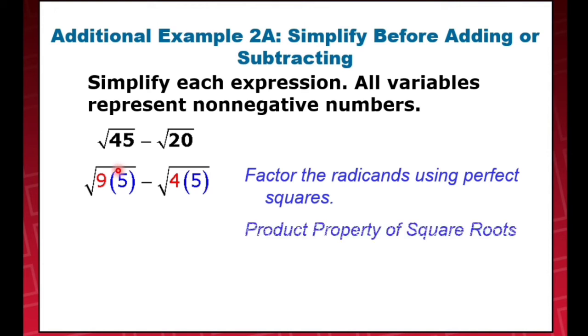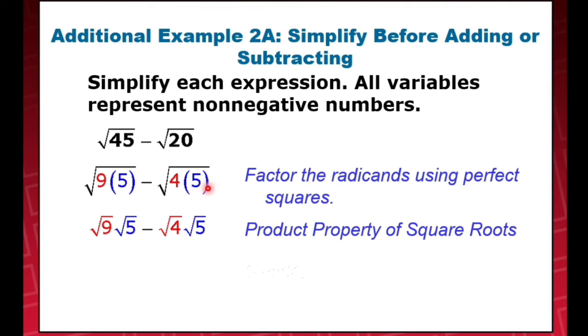So the next thing that we need to do is the product property of square root. Ibig sabihin, pwede natin silang paghiwalayin. Yung square root of 9 times 5, pwede natin silang paghiwalayin, just like the square root of 9 times square root of 5. Ganun din, yung 4 times 5, pwede rin natin silang paghiwalayin. Katulad nito. Ayan po. Square root of 9 times square root of 5 ay eto po yun. Ito naman, square root of 4 and square root of 5, ito naman po yan.